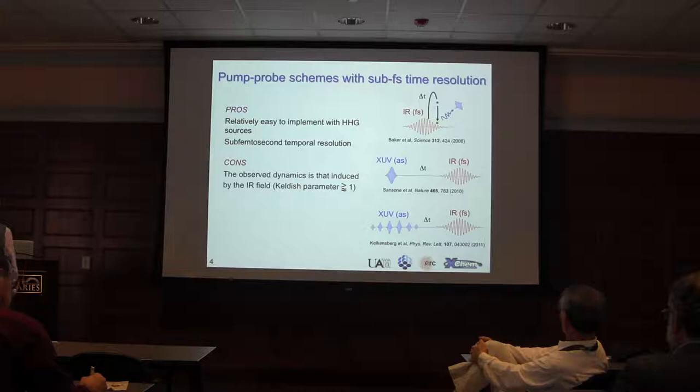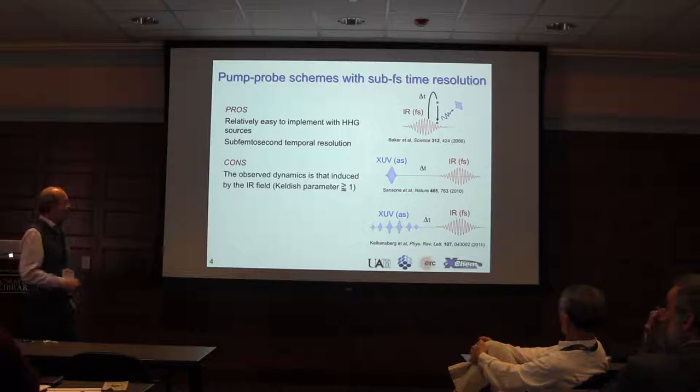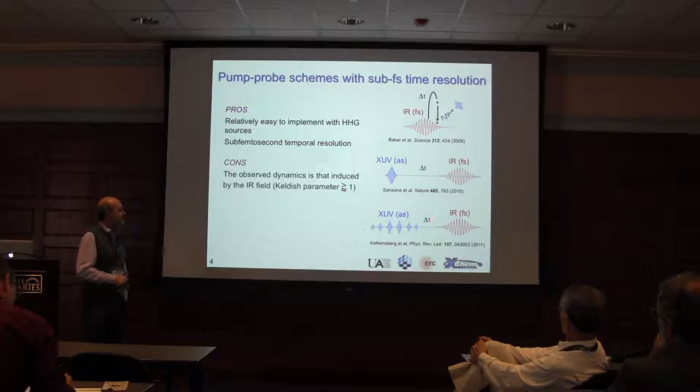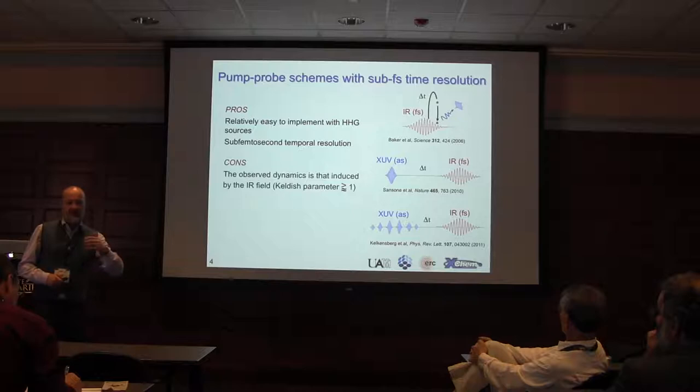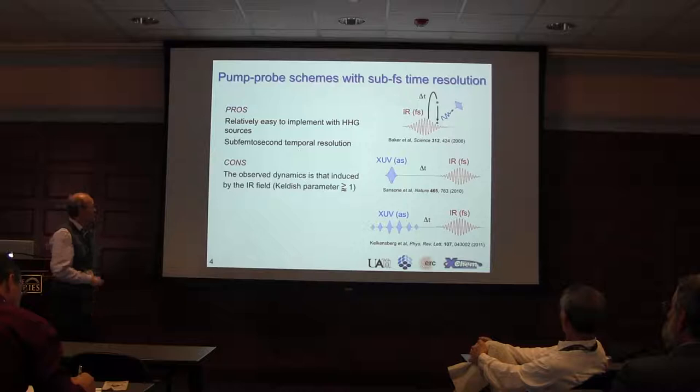And the reason is that the infrared field must be intense enough to generate a significant amount of harmonics. And this means that the Keldysh parameter for this light is slightly larger than one. So that means that we are close to the tunneling regime. We are far from the perturbative regime. And that means that the dynamics you generate is in great part due to the infrared source.